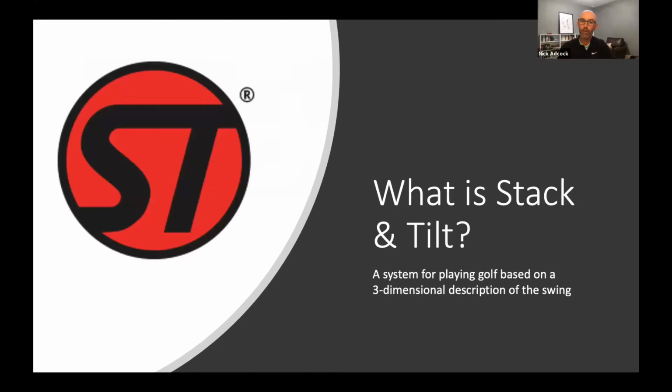Starting from the very beginning, I get this question a lot: what is stack and tilt? A lot of people think it's a golf swing, when really it's a system for playing golf. It's based on a 3-dimensional description of the swing. That's a lot of words, but as we go through the presentation, you'll understand the 3-dimensional aspect of it and how it applies to all players, not just certain types of players.